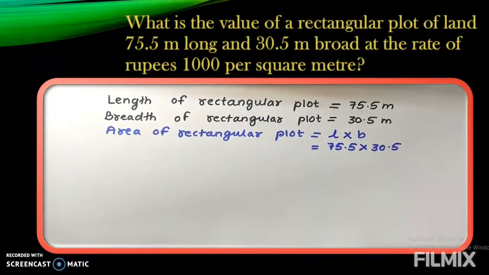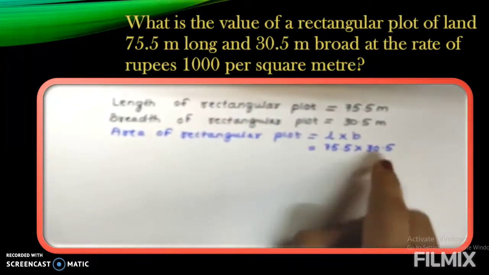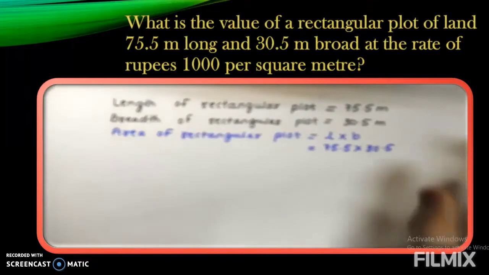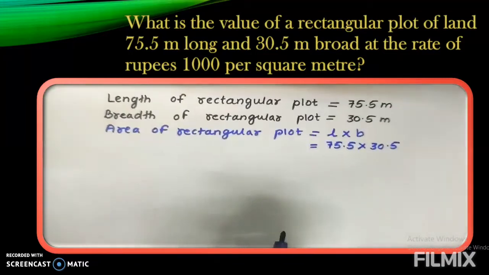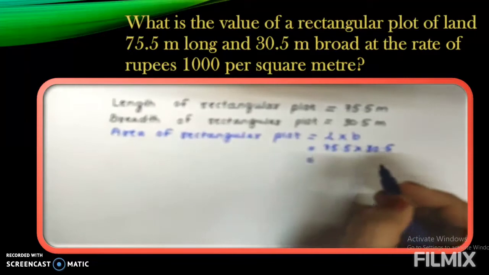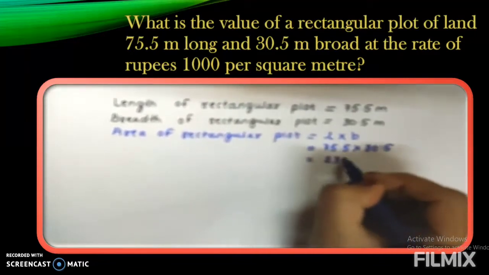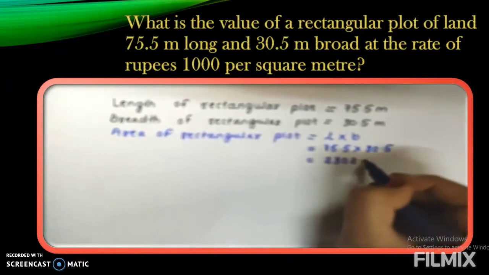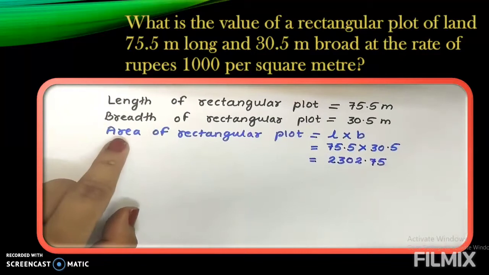Now as we have to multiply both, we will multiply 75.5 by 30.5. Now here in the working column you multiply both. After multiplying, see what answer you are getting. What answer will we get after multiplying these two numbers? We will get 2302.75.